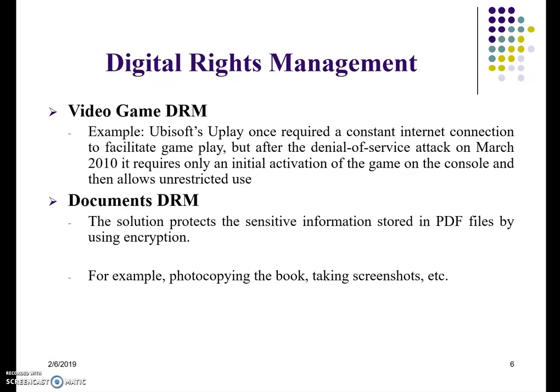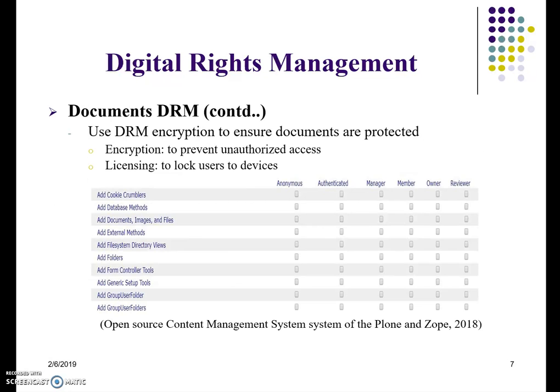Documents DRM. This solution protects the sensitive information stored in PDF files by using encryption. Document DRM provides restrictions on reading a file, modifying the contents of a file, saving a file, printing a file, photocopying the book, taking screenshots, etc. DRM encryption can be used to ensure that the documents are protected. Encryption is used to prevent unauthorized access, and licensing is used to lock users to devices.